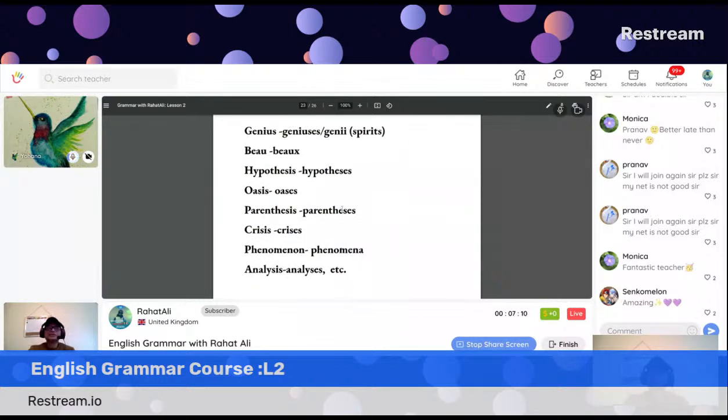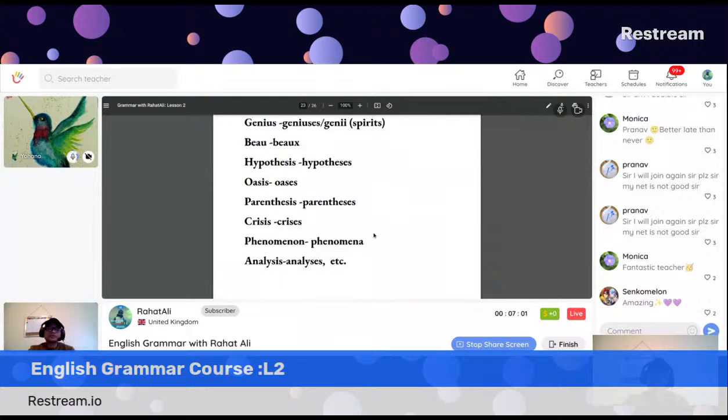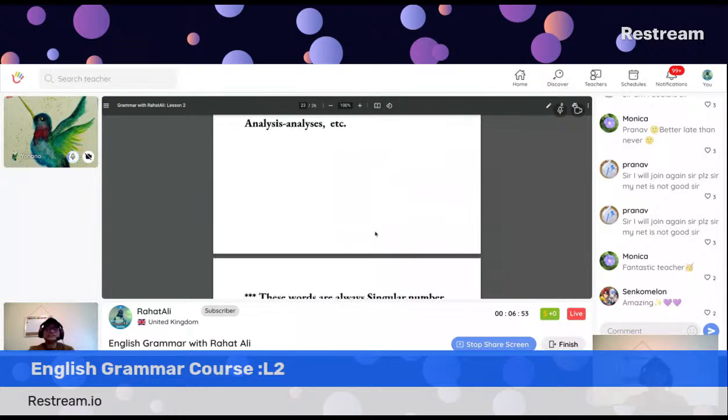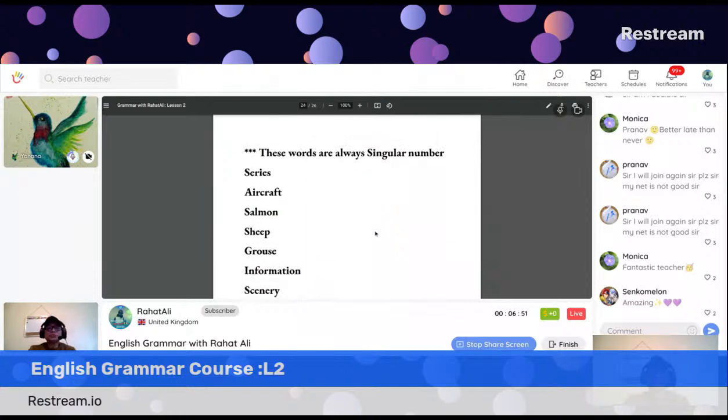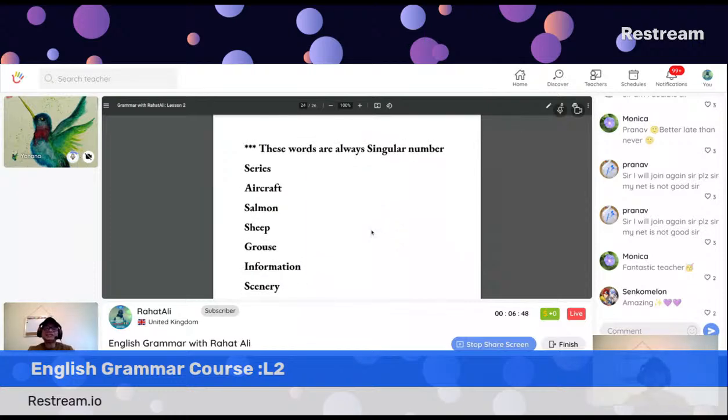In the desert, there is a place where you can find water and other suitable fertile area. We call it oasis. Parenthesis, crisis, phenomena, again, analysis. Okay, these are the words which are always singular.